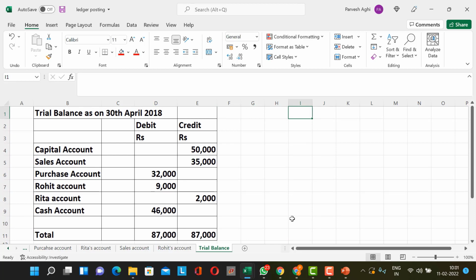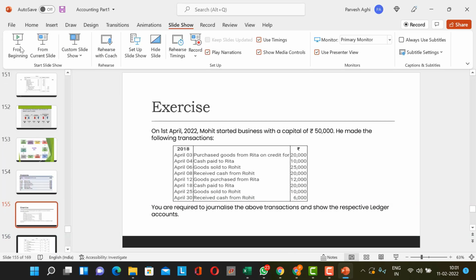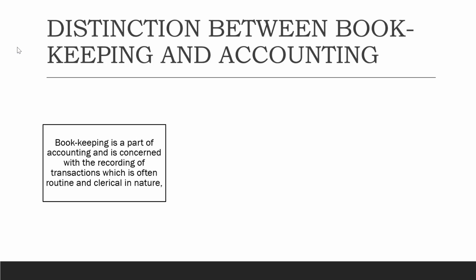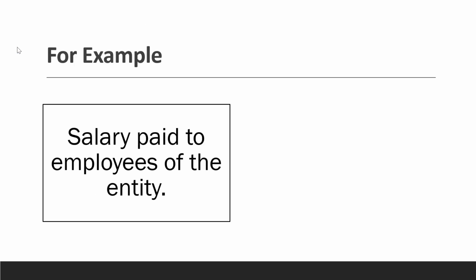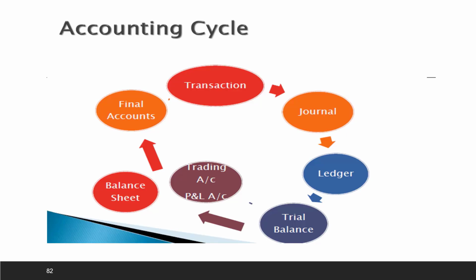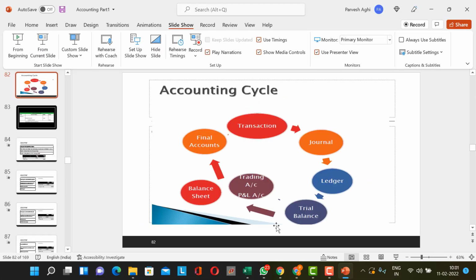So when you write your books, the first thing is you make a journal. From journal to ledger, ledger to trial balance. If you remember, the journey is like this: transactions, journal, ledger, trial balance. Then you make your final accounts, which are your balance sheet and profit and loss account. Okay. Fine. I hope you have followed this.